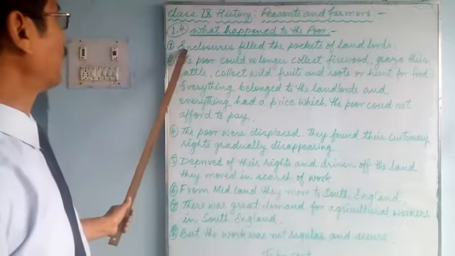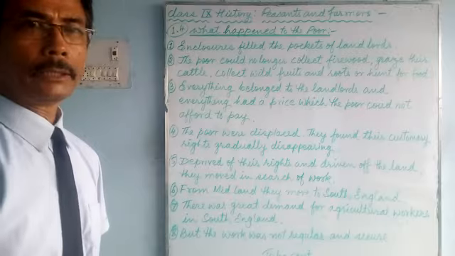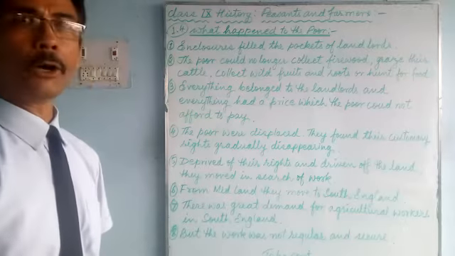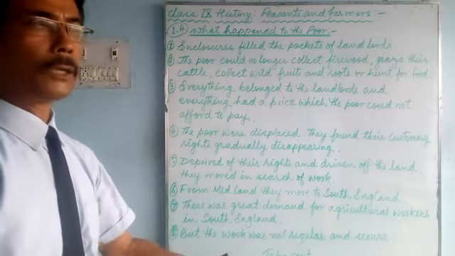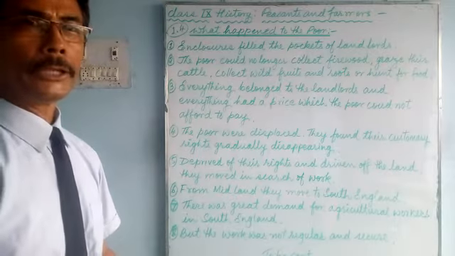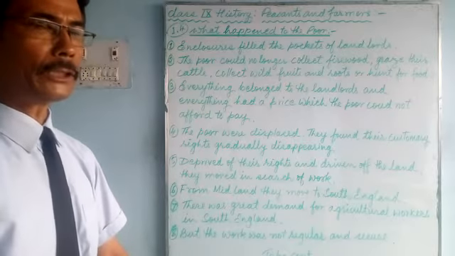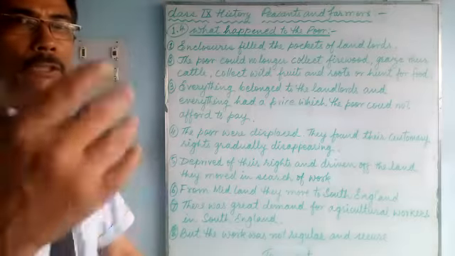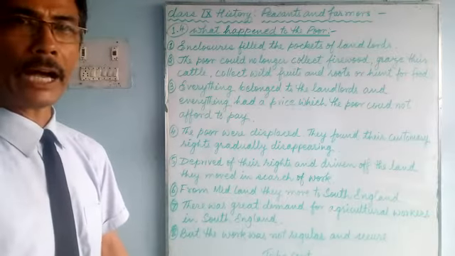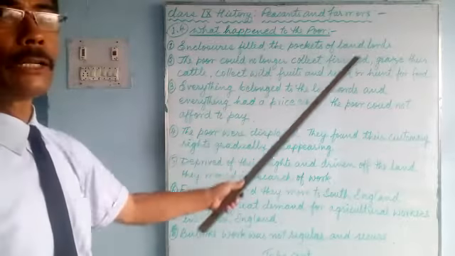So now, number one, enclosures filled the pockets of the landlords. Definitely. The enclosures filled the pockets of the landlords because their production increased and they earned a lot of profit. In the 16th century also they enclosed for wool production. Now during the 18th century they enclosed because they wanted to grow more food grains because there was a great demand and the prices were very high. So the enclosures filled the pockets of the landlords, number one.